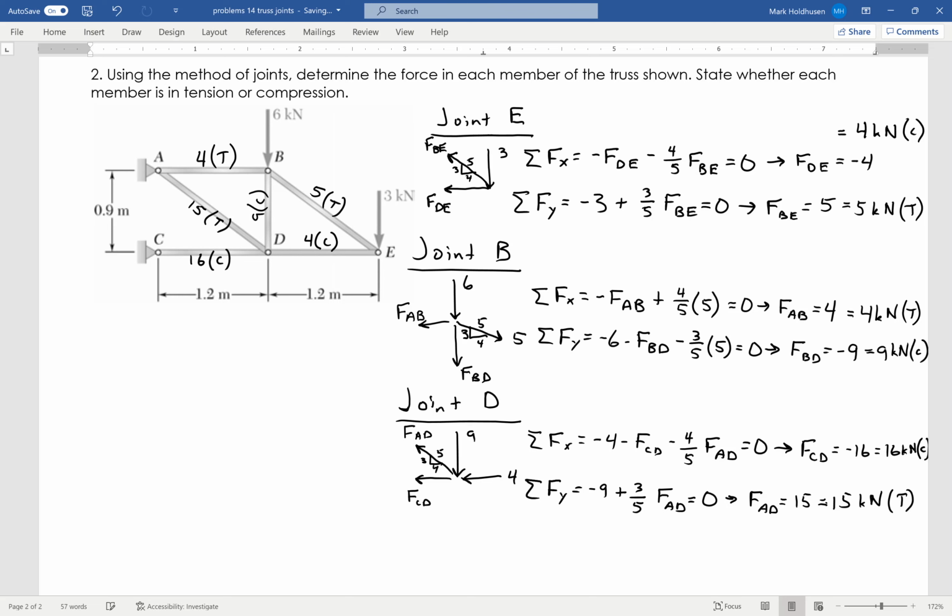Okay, so again, I've calculated every member at this point. Notice I went through this without finding those reactions. Again, I can go joint by joint. As long as I only have up to 2 unknowns, I can solve through because I have the x and the y equation, right? So just keep going through joint by joint, solving 2 members at a time to finish out everything.